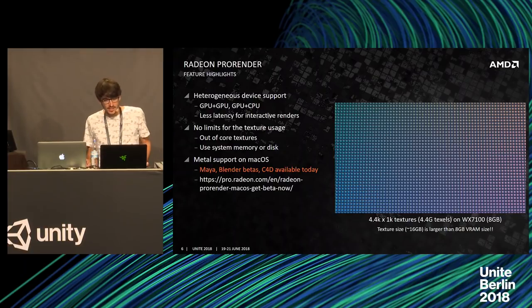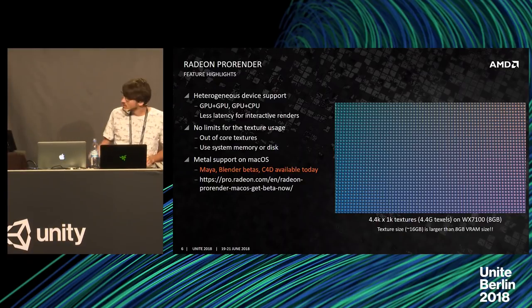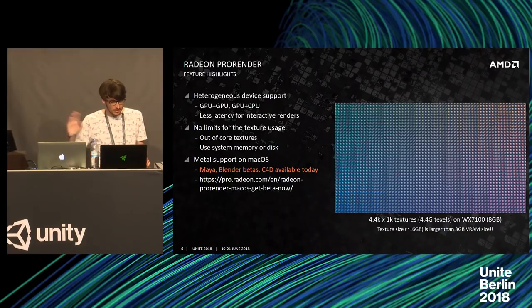And finally, our Metal support on macOS. As far as we know, we're the only GPU-based renderer to have proper support for Mac. The plugins are already available. They're not in beta, actually, anymore. I thought I had updated this slide. They're fully production-ready, so you can get them for Maya and Blender, and the Cinema 4D integration has been made available a bit earlier this year.